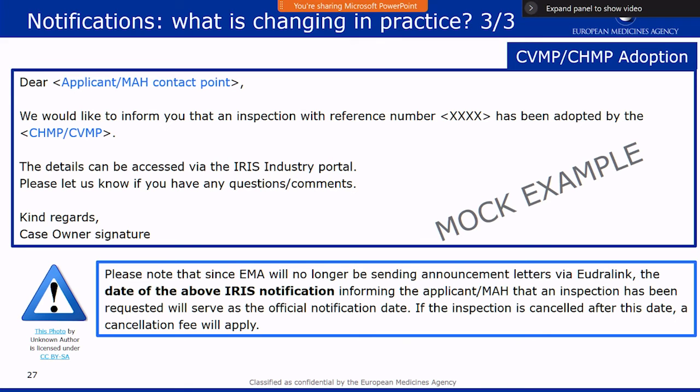Another very important point that I cannot stress enough is that because we are not going to send announcement letters via UDRA link anymore, the date of the notification that you have on the screen, so when we notify you that an inspection has been adopted by the relevant committee, will serve as the official notification date. So don't expect a PDF document. That date when the notification is sent will be the cutoff point, meaning that if an inspection is cancelled after that date, then a cancellation fee will apply.